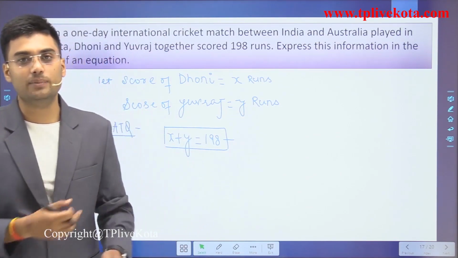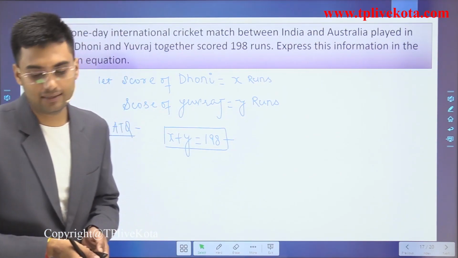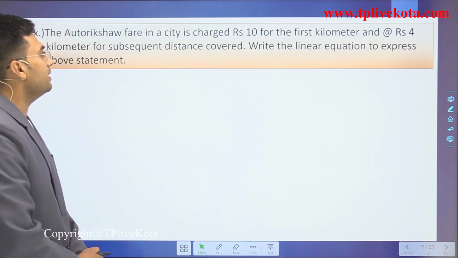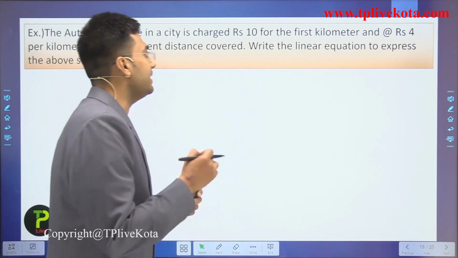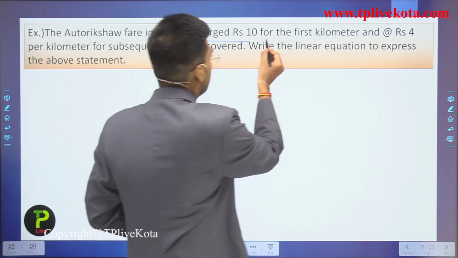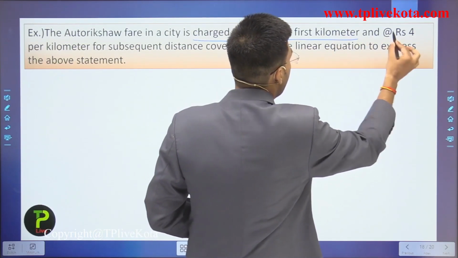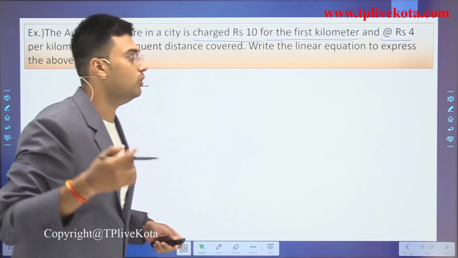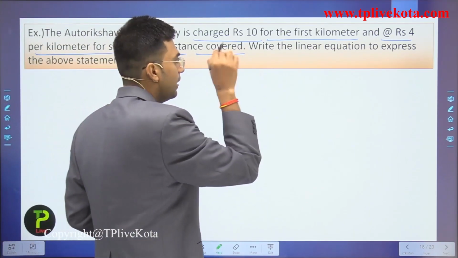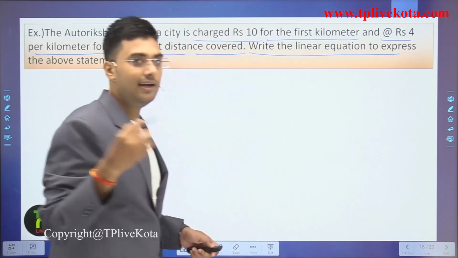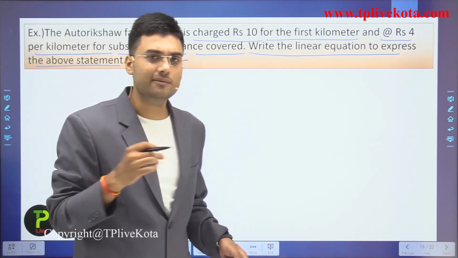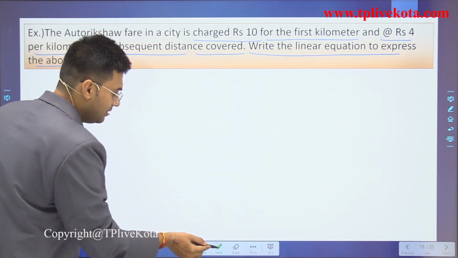So after this example, let's move to the next example, and the next example is, the auto rickshaw fare in a city is charged rupees 10 for the first kilometer and at the rate of rupees 4 per kilometer for the subsequent distances covered. Write the linear equation to express the above statement. Clear? So this is a very interesting question. Let's solve this.